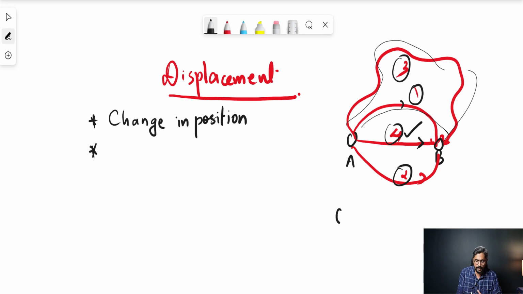That is how an object's position is defined. Imagine this is an object at a particular origin A, and with respect to this origin, the object was at A at time t1.